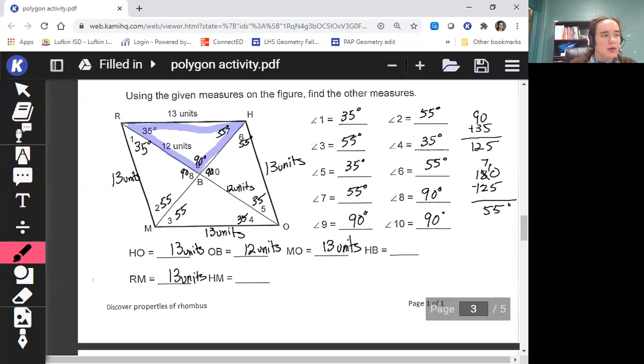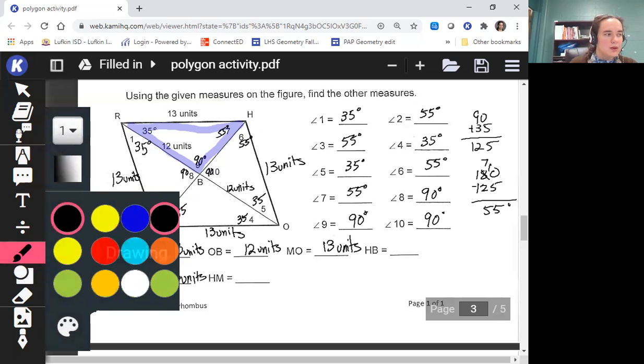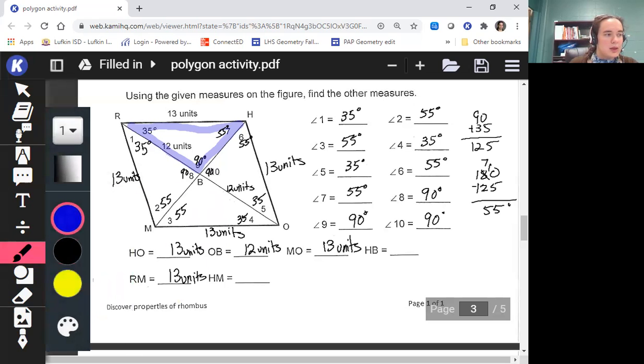Now we need to look for HB. So we know two sides of this triangle. We know one side is 13, one side is 12. We're looking for that last side. Now, this is a right triangle, so we can use the Pythagorean theorem to help us figure out what that side length is. And remember that 13 is your hypotenuse, so it is c.